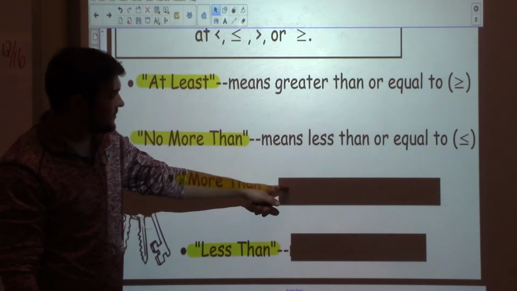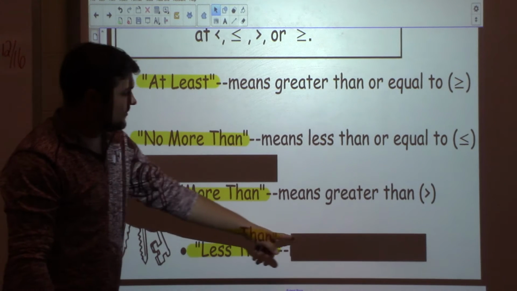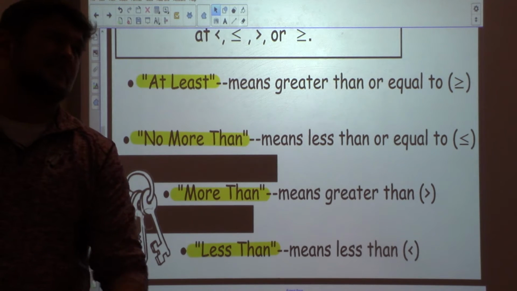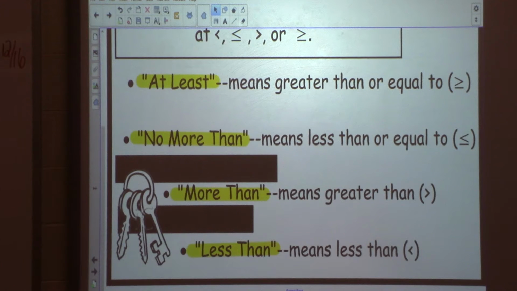More than and less than are pretty self-explanatory. More than would mean greater than. Less than would mean less than. Those are some of the keywords we're going to see in our problems when we're trying to write our inequalities. I can guarantee there's at least one problem, there might be two, I think maybe only one, where you're going to have to write your own inequalities on the test.